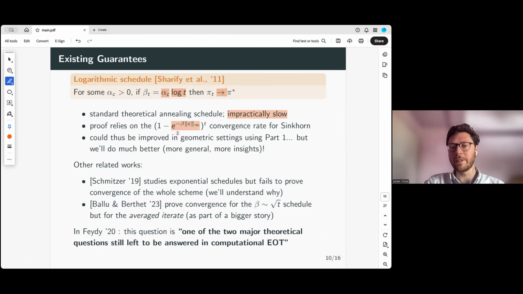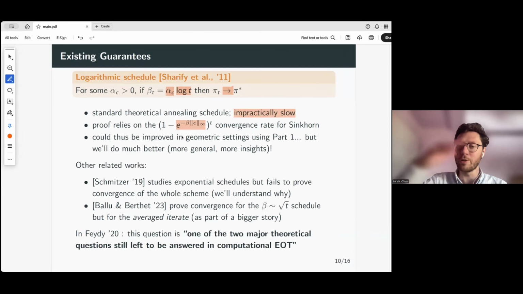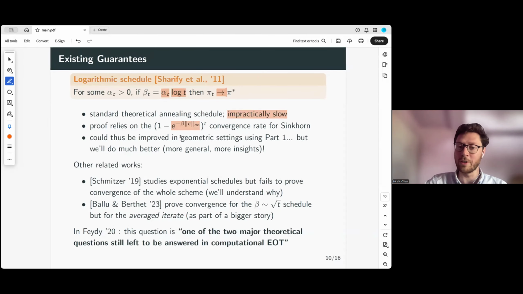So here we can think that perhaps by using the results we have seen in the first part, we could improve this analysis under the continuous distribution assumption in a geometric setting. We could indeed improve this logarithmic rate to some polynomial rate, because this logarithm comes from the exponential here. If you replace this by some polynomials, you can change that proof and get some polynomial. However, what we will do in this second part is very different.